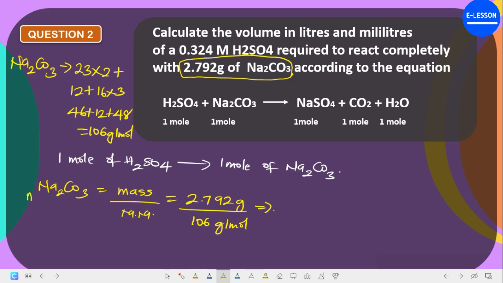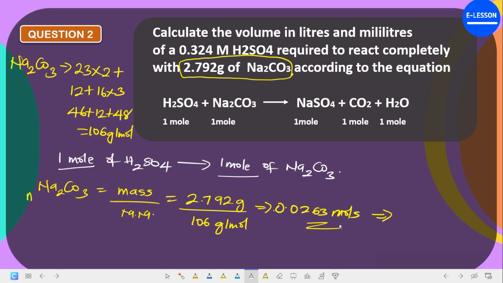Now when you punch this in your calculator, 2.792 divided by 106 is going to give us 0.0263 moles. So the number of moles of sodium trioxocarbonate from the given mass is 0.0263. Now this mole must also be equivalent to the number of moles of H2SO4. Why? Because you have the ratio as 1:1. So the number of moles reacting here must be equal to the number of moles reacting here. So the 0.0263 moles must also be equal to the number of moles of this other one here. But you don't know the volume.